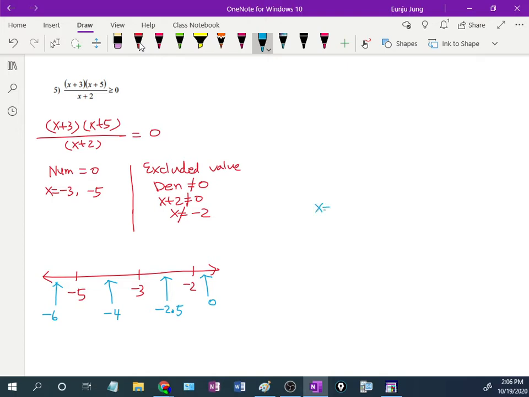So let's test it. If I test x as 0, I'm going to have this inequality, right? Let me write this over here. Then I'm going to use the plus and minus signs and check, instead of calculating.